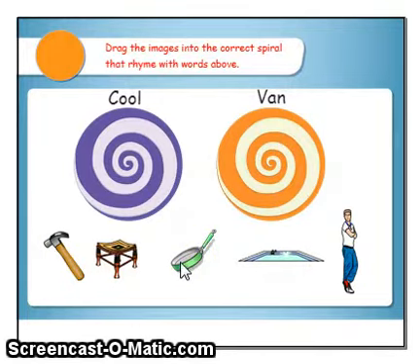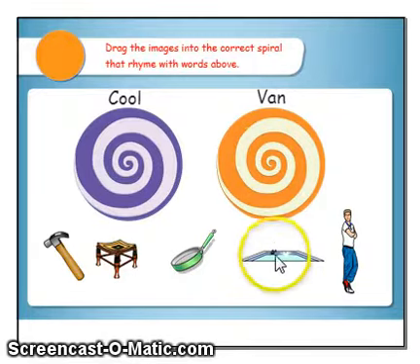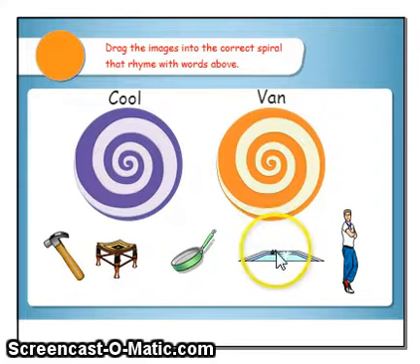So if they were to drag pan into van, the pan would disappear into the spiral. If they tried to drag the pool, however, the pool would just bounce out, kind of like the activity above with the different words. I like this activity because it uses pictures, and I think that really excites the students and also makes them think about what each image is.